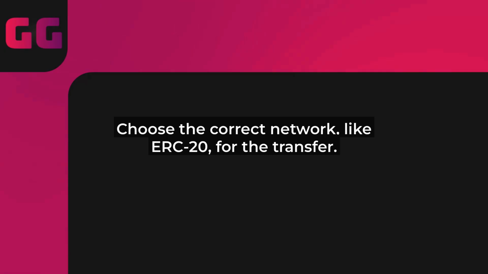Now, here's a crucial step. Head over to your Gemini account and go to the Deposit or Wallet section. Copy the Tether deposit address from Gemini. This address is unique, so double-check it to avoid any costly mistakes. Back on Coinbase, paste the Gemini address into the withdrawal form.